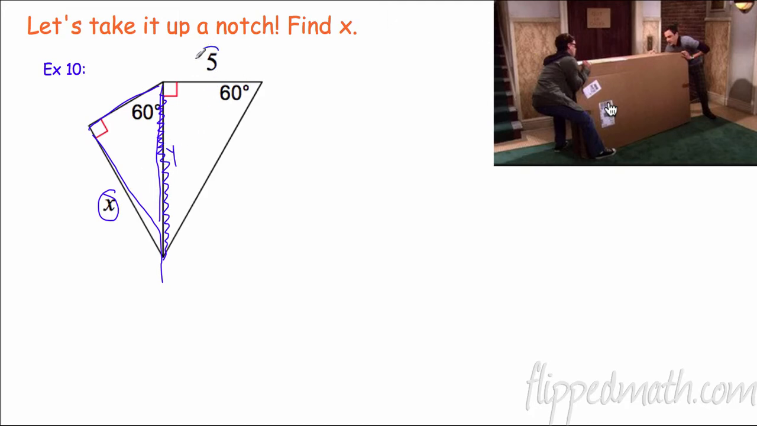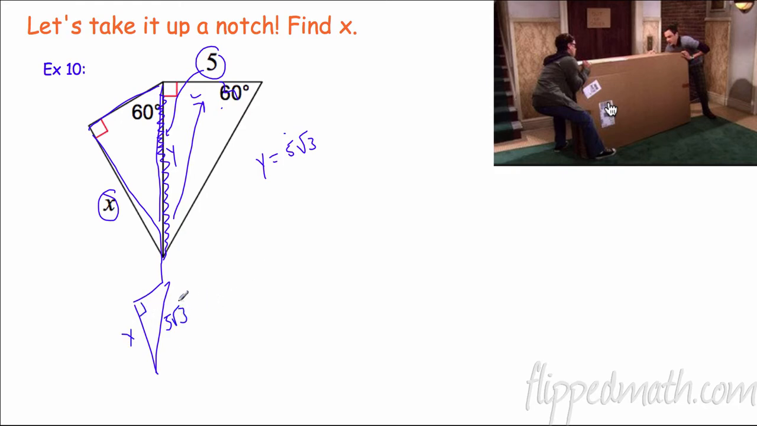So this is the short side because it's across from 30. So to get from the short side to the medium side, I have to multiply by radical 3. So my y is going to be 5 times radical 3, or 5 radical 3. All right? Now you can just ignore this triangle. If you need, just draw a new triangle. So this is 5 radical 3. This is x.